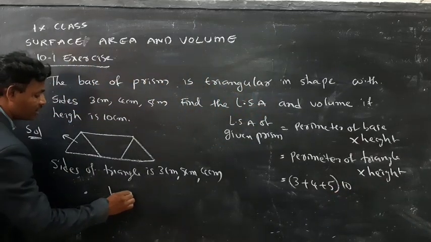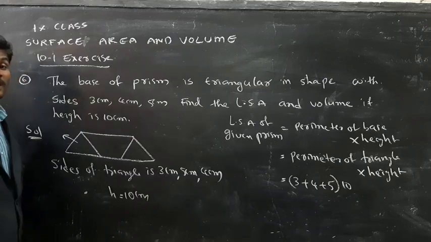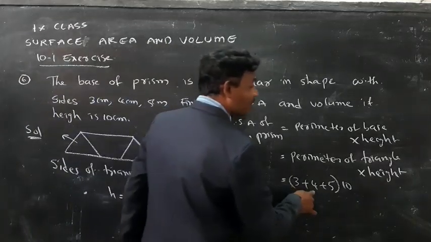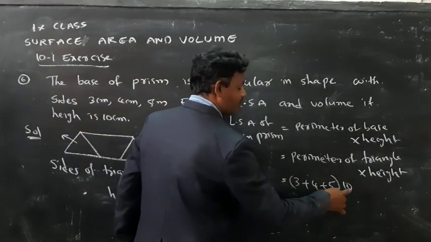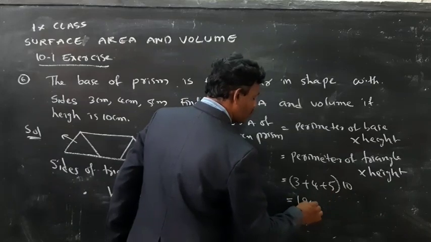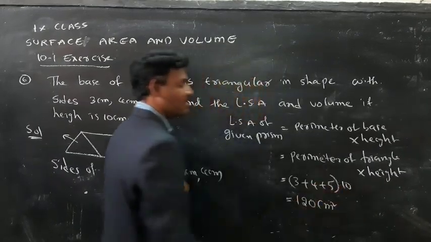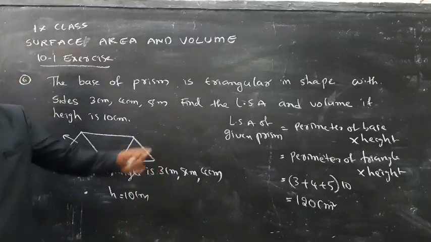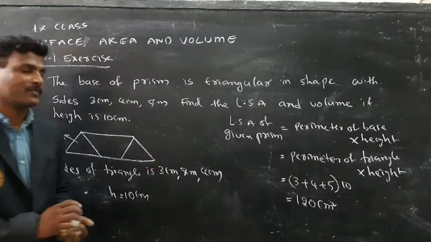H is equal to 10 centimeters. H means the height of the prism. 3 plus 4 is 7, 7 plus 5 is 12. 12 times 10 is 120. So the area of the lateral surface is 120 centimeters square.